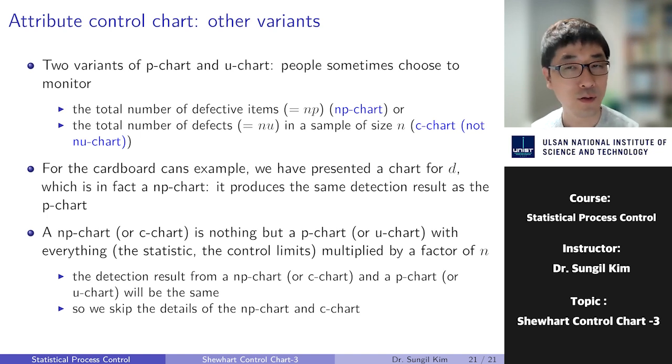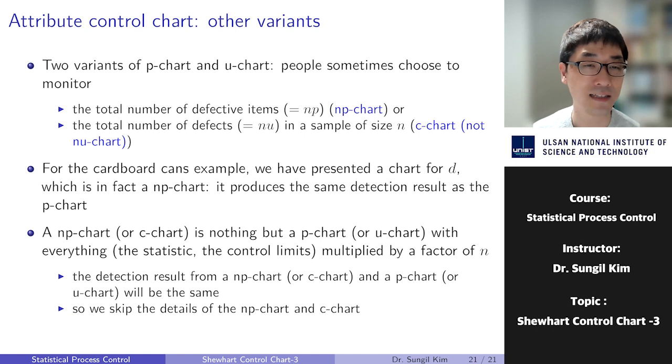Okay, there are two variants of the P chart and U chart, which are the NP chart and the C chart. The total number of defective items is of interest in the NP chart, and the total number of defects in a sample of size n is of interest in the C chart. For example, in the cardboard cans example, the chart was an NP chart, right? So actually, the NP chart or C chart is nothing but the P chart or U chart with everything multiplied by a factor of n. So we skip the details of the NP chart and C chart in this course.